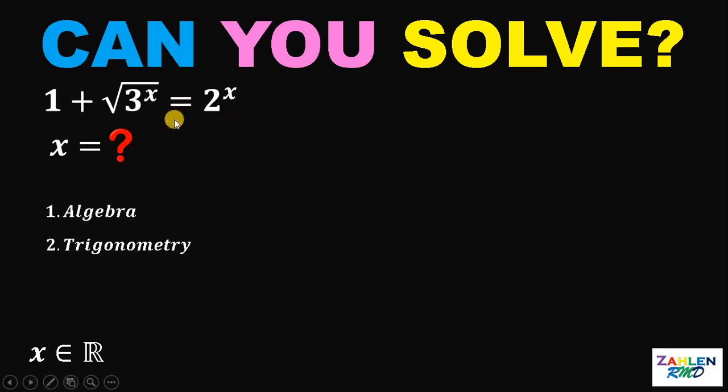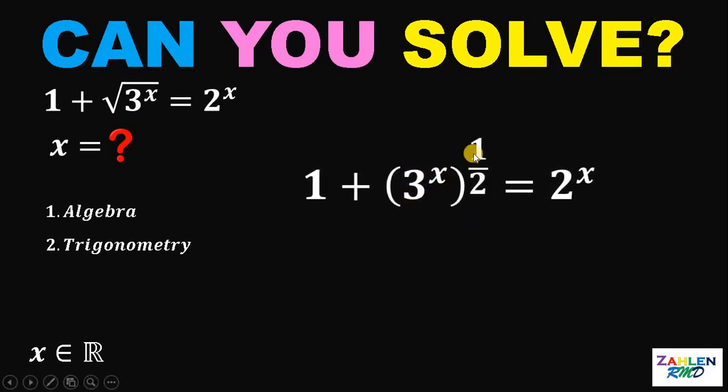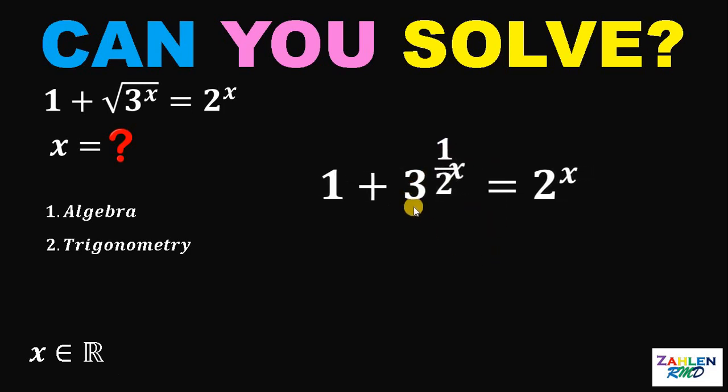Now let's get our given equation. 1 plus square root of 3 raised to x equals 2 raised to x. Now, square root of 3 raised to x can be written as 3 raised to x raised to 1 half. And 3 raised to x raised to 1 half can be written as 3 raised to 1 half times x.